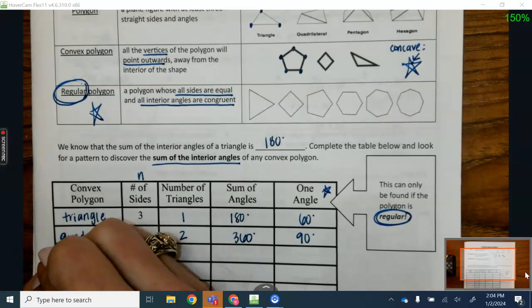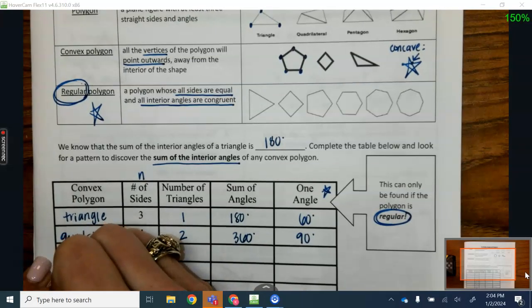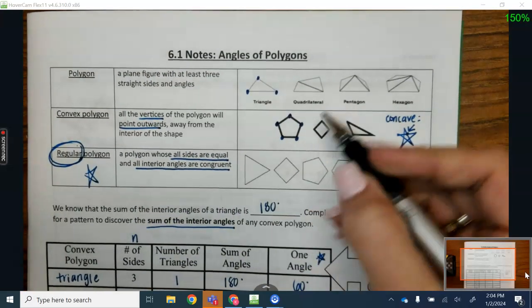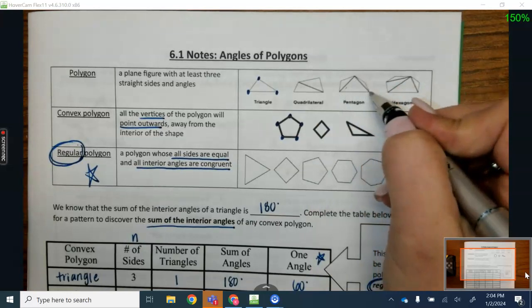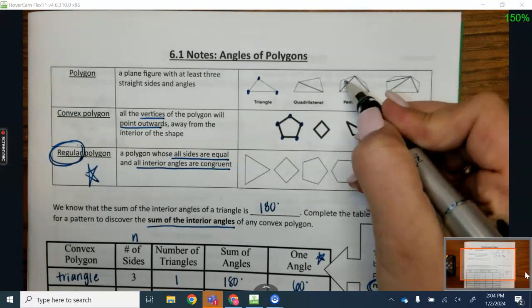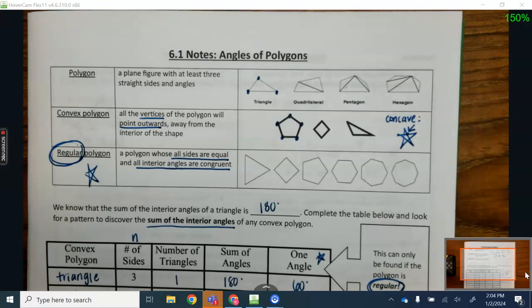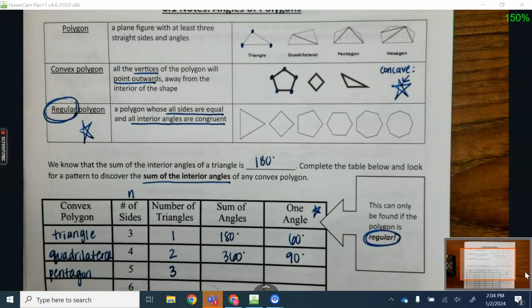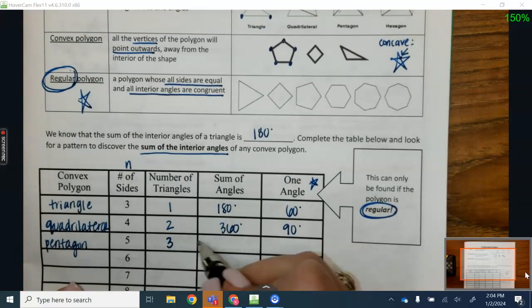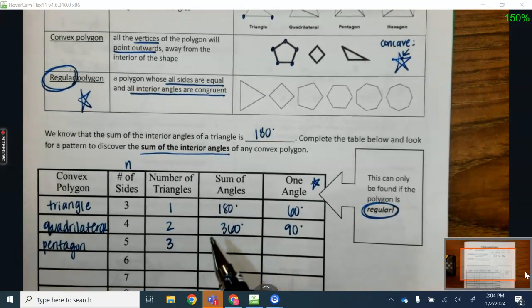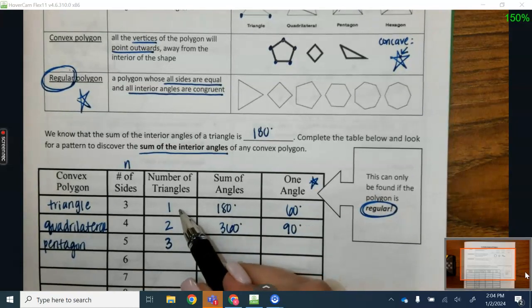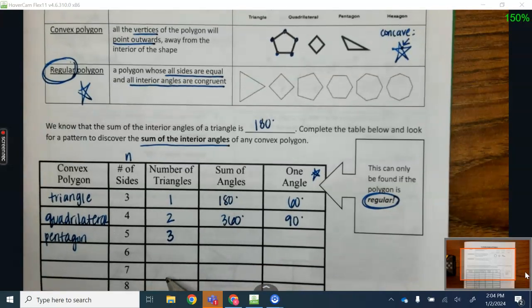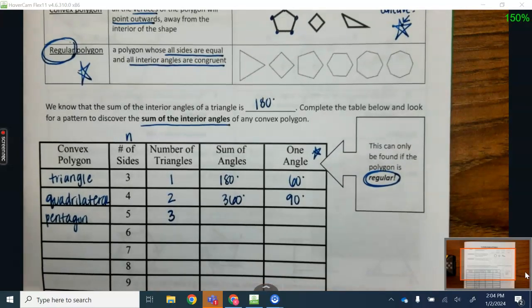Let's look at a pentagon, which has 5 sides. And up here, they have drawn 2 diagonals, which created 1, 2, 3 triangles. All right, so if I look at this pattern so far, I have increased my number of triangles by 1, right? So I know it's going to be 4, 5, 6, so on and so forth.